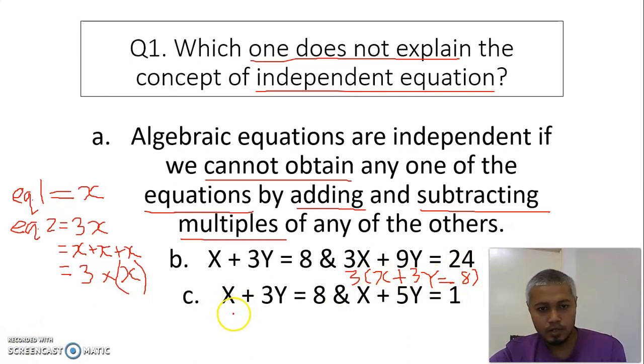Then the other option: y equals 8 and x plus 5y equals 1, where we can see that we cannot find any relation between equation 1 with equation 2. So they are independent to each other. So the answer for this question will be B.